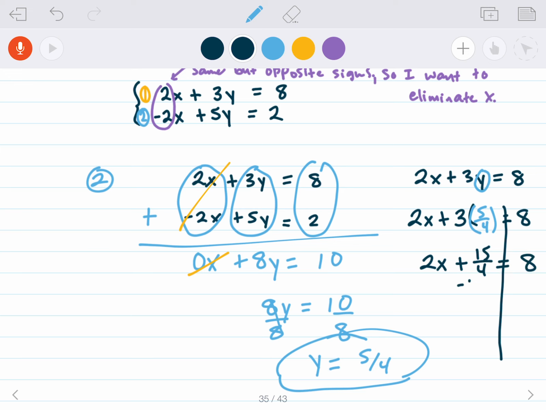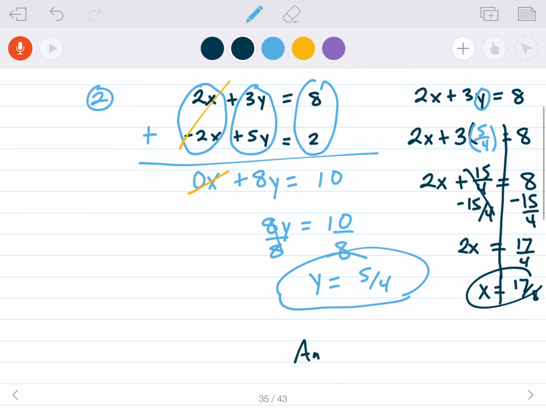Now I'm going to subtract 15/4 from both sides. Keep it balanced, and I get 2x equals 8 minus 15/4 is 17/4. And finally, I'm going to divide both sides by 2. So 17/4 divided by 2 is going to be 17/8. So I found x and I found y, and that's my solution. My answer is going to be 17/8 for x and 5/4 for y.